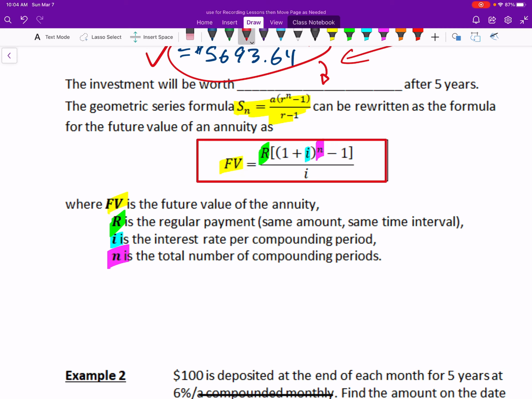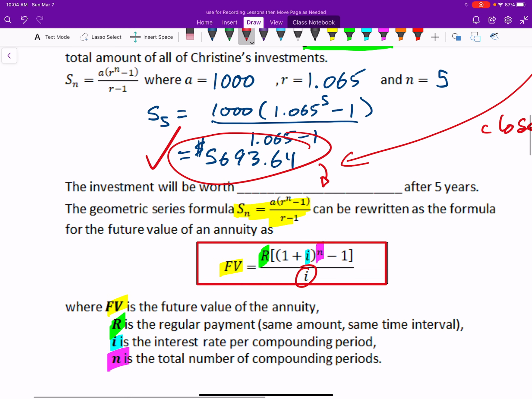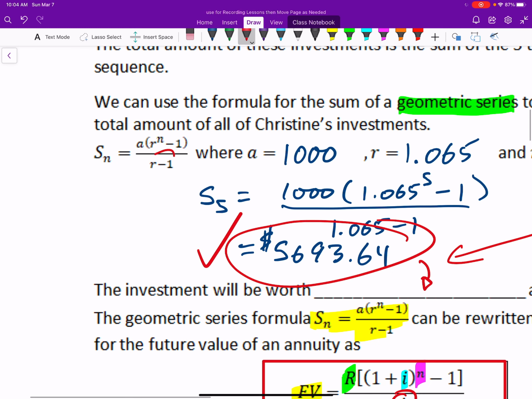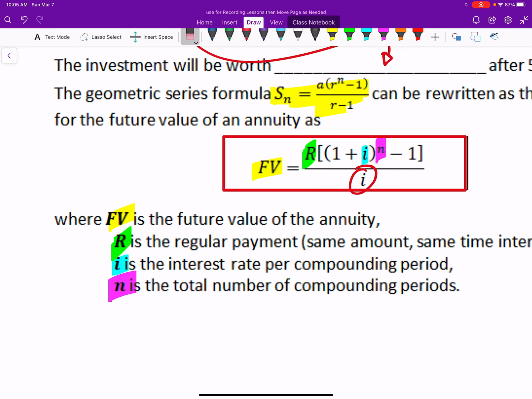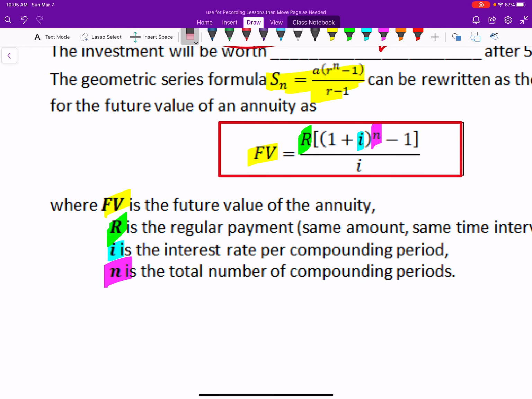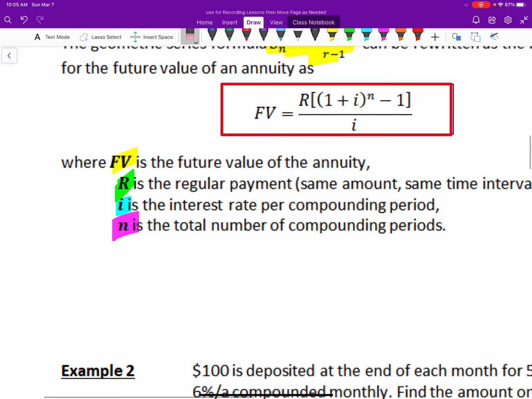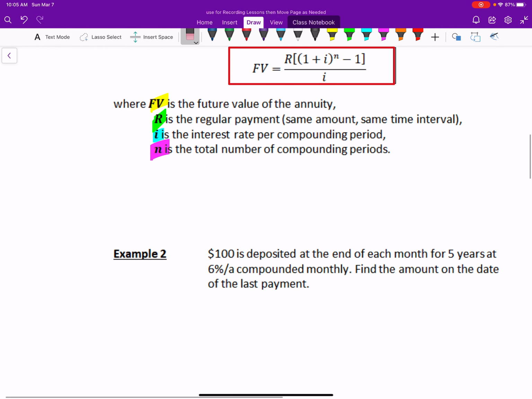Look at the bottom where it just says I. Remember, r minus 1 up here. Remember, r was just 1 plus I, so 1 plus I minus 1 is just I. So really it's just simplifying down to the same thing that we would get anyway. So this formula here is what we want to use. Again, it's the same as the geometric series formula, but it's fitted for financial applications.